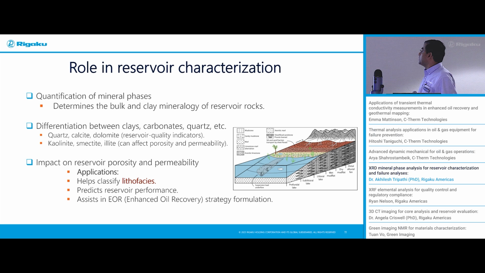Differentiation between clay, carbonate, quartz. We need to know that because quartz, calcite, dolomite, these are defining my reservoir. These are quality indicators. Clays such as kaolinite, smectite, halite can affect the porosity and the permeability. So how do these two affect our overall characterization? Impact on reservoir porosity and permeability.